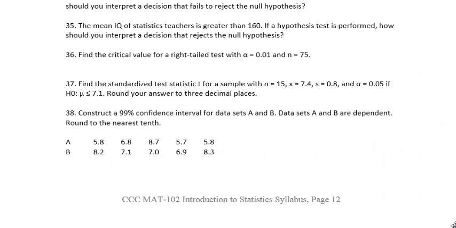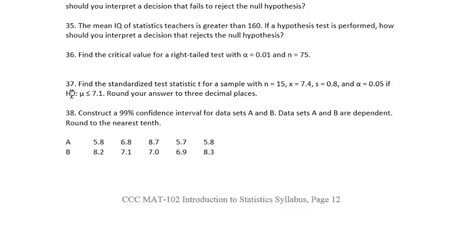Question 37, a little bit harder. Standardized test statistic t for a sample with n equals 15. Now you know that we're right away going to use the t distribution chart and not the z distribution, not the normal table. x-bar, which is the mean of the sample, is 7.4. The standard deviation is 0.8, and the alpha is 0.05. In other words, a 5% level.